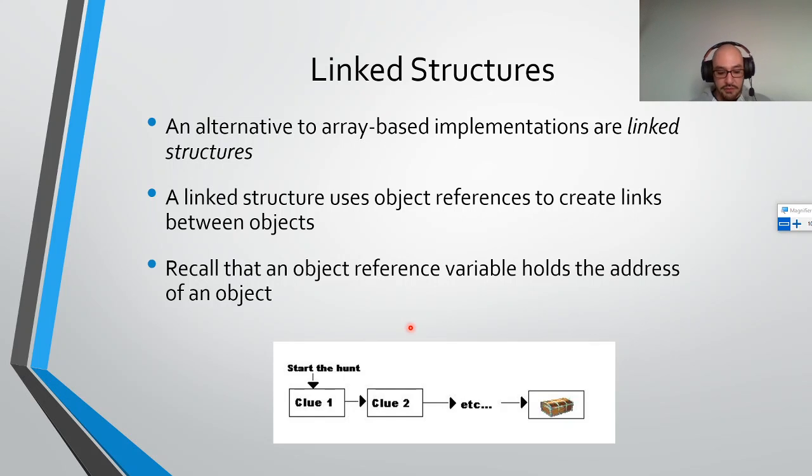So another solution for a list that is not an array-based list would be a linked structure. So when I have a linked structure, instead of having an array as an underlying structure, what I would have is a bunch of objects that each one lives independently. And I can provide an order by letting each object know who the next object in the list is.